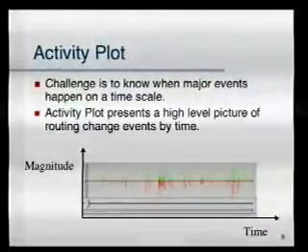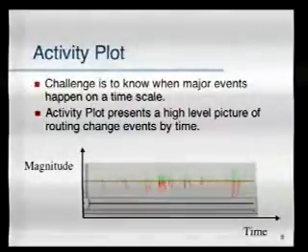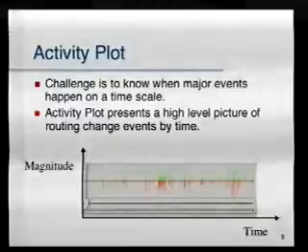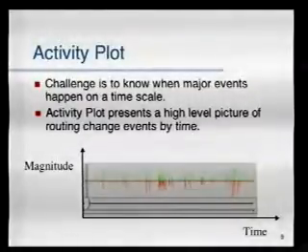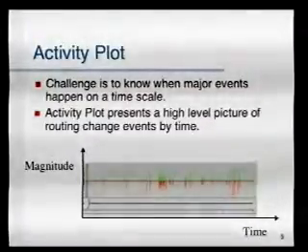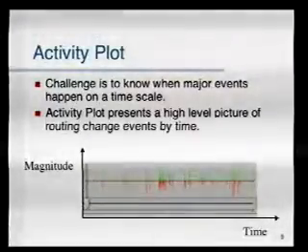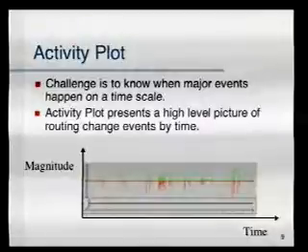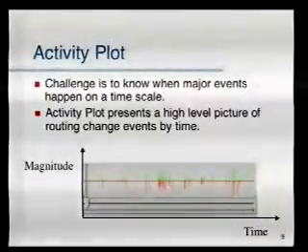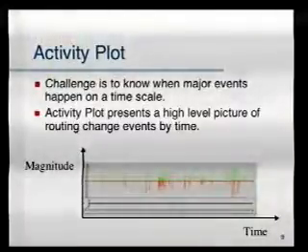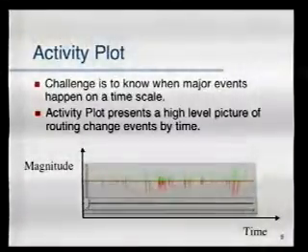So what you really want is some kind of a high-level plot that tells you interesting events occur at this particular instant of time. We tried playing with update plots, and we realized that updates do not necessarily reflect the amount of routing dynamics going on. So we decided we need a helper plot, which we call the activity plot. What the activity plot does is give you a high-level picture of where the interesting routing dynamics lie.